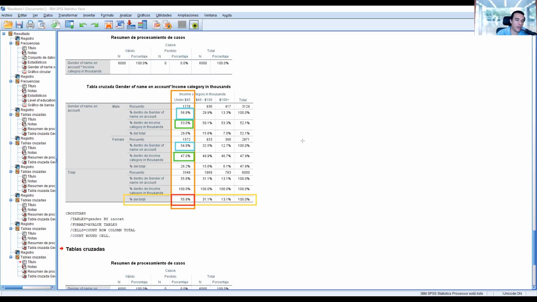No, but it was that 55.8, the one that is in red. Of the total of people. Of people, exactly. So this 55.8%, the one that is in the red square, is the percentage of people with income under $45,000 per year. Okay. I thought I said that. Oh, maybe I didn't get it.